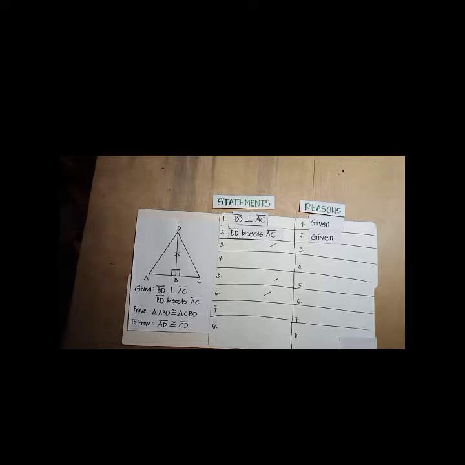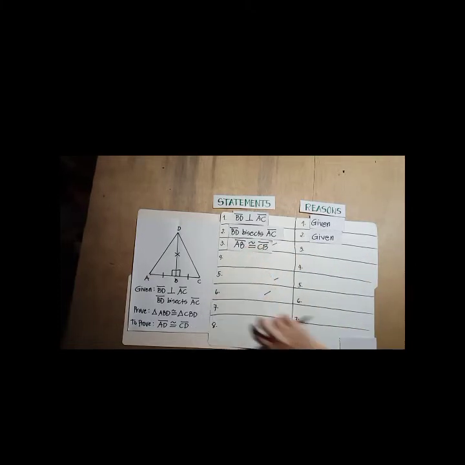Since it cuts it in half, we know that this line segment AB is going to be congruent to this line segment BC. So let's mark it here. Our conclusion for this is that line segment AB is congruent to line segment CB. Our reason here is that it is the definition of bisector. And that's what bisectors do. They cut things in half.